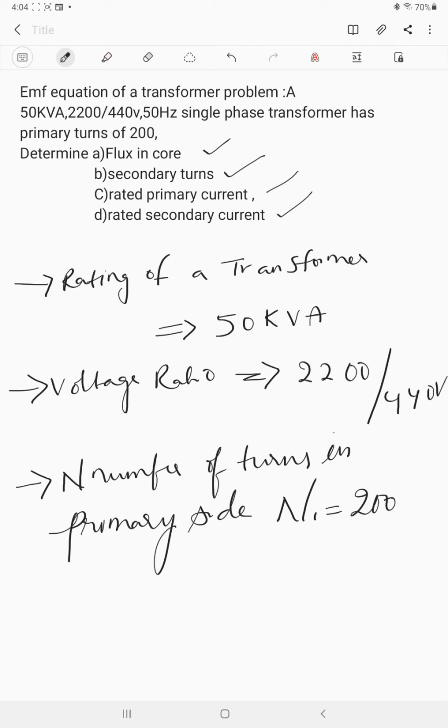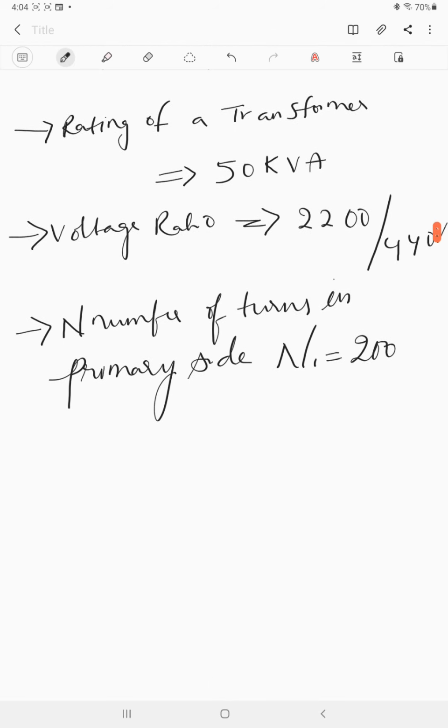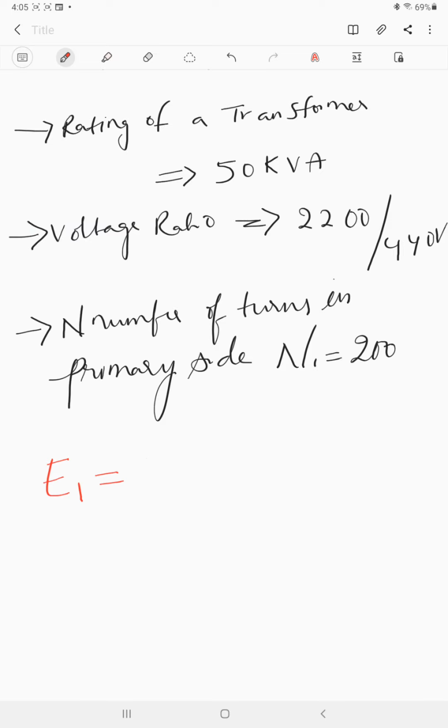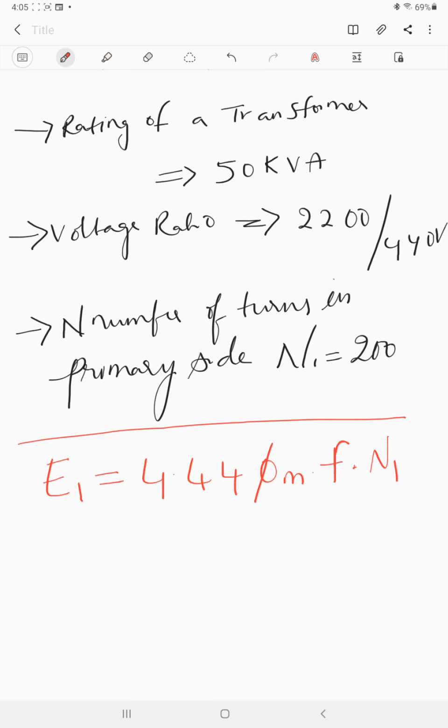First we have to write the EMF equation of a transformer. What is the EMF equation of a transformer? E1 is equal to 4.44 Φm f N1. This is the entire EMF equation of a transformer. Here 2200 is nothing but E1, the primary induced EMF. The primary induced EMF 2200 is given. Let's substitute this E1 in this equation.